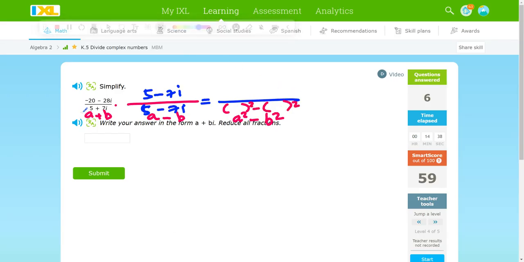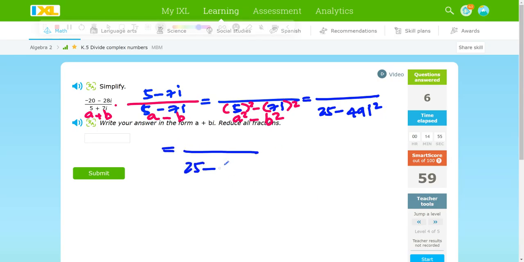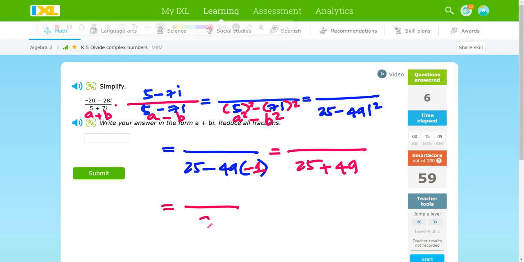So a is number 5, and b is 7i. 5 squared is 25. Subtract 7i squared, that's 49i squared. Now I've got 25 subtract 49, but i squared I substitute with negative 1. So it comes out 25 plus 49, which is 74. Now take care of the top part.